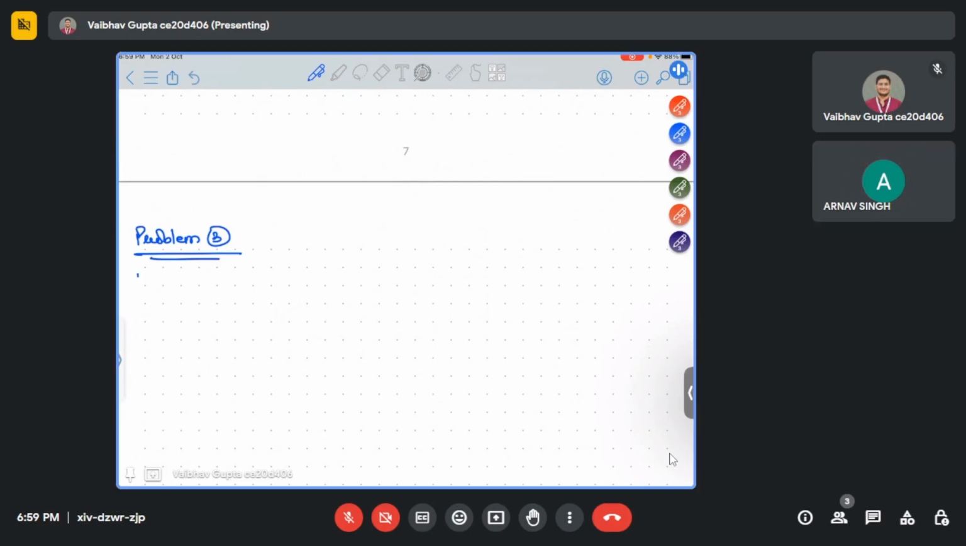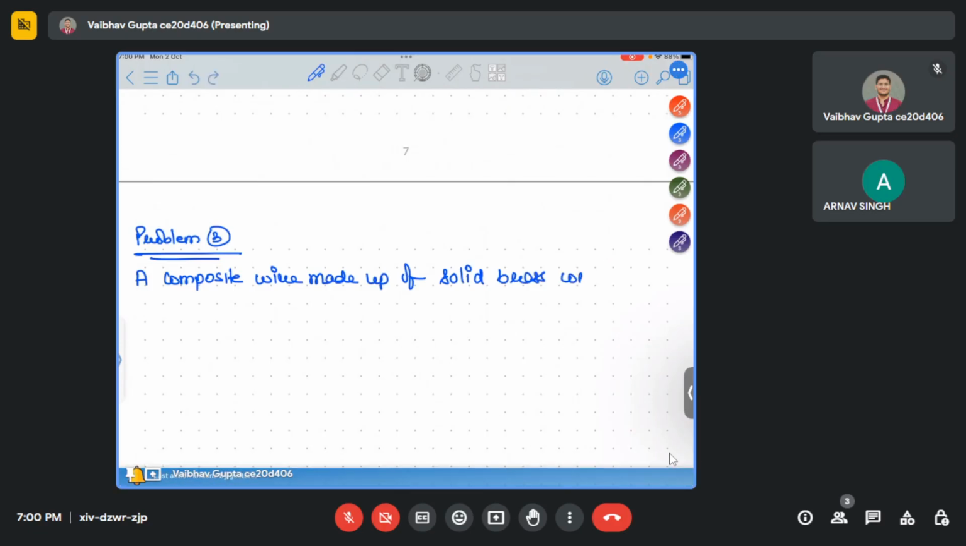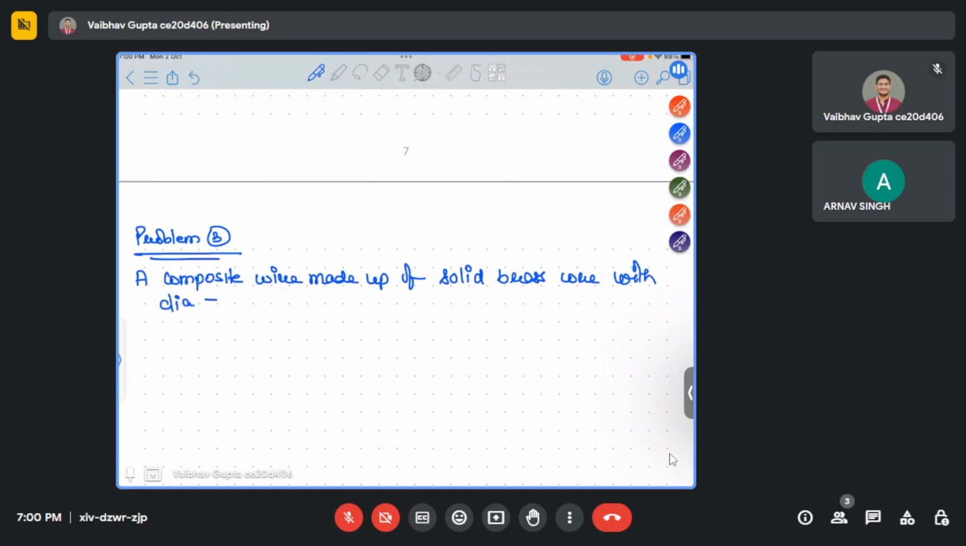So third problem statement is a composite wire made up of a solid brass core, with diameter equal to 20 mm, and an outer core of copper with diameter of 40 mm.